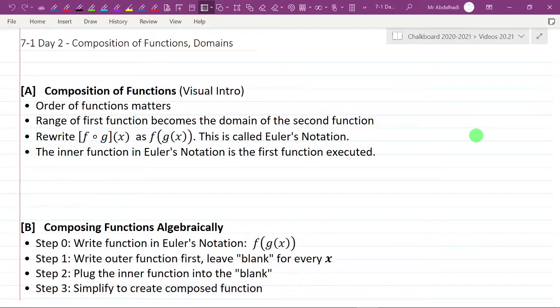Okay, welcome back. Today we're going to be talking about composition of functions. Now, in the last lesson, we learned about operations on functions, arithmetic operations like adding, subtracting, multiplying, and dividing. This is an operation on functions as well, but it's an operation that involves taking two functions and combining them into one function that does the job of both.